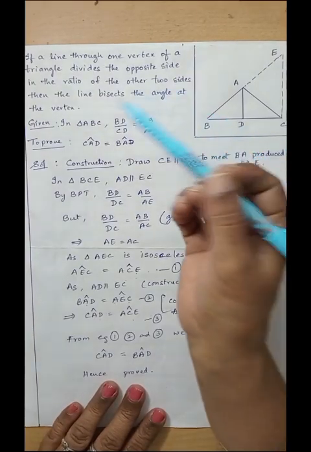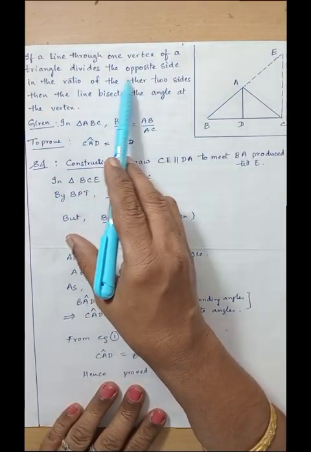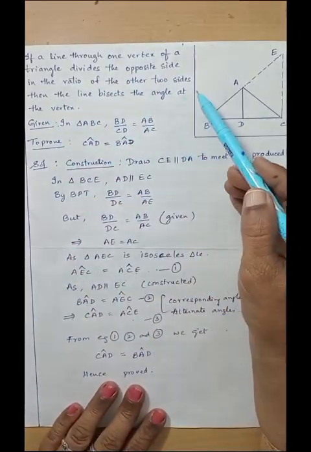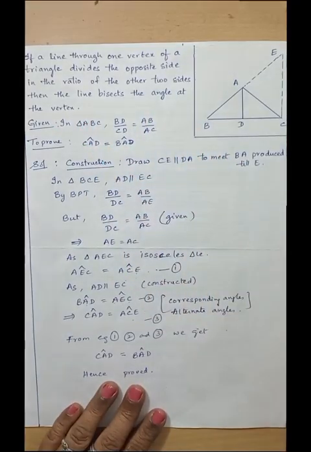This is a very exciting question. If a line through one vertex of a triangle divides the opposite side in the ratio of the other two sides, then the line bisects the angle at the vertex. That is, in triangle ABC, if BD by DC is equal to BA by AC, then we need to prove that angle CAD is equal to angle BAD. Construction. Let us draw CE parallel to DA and let BA be extended till E.